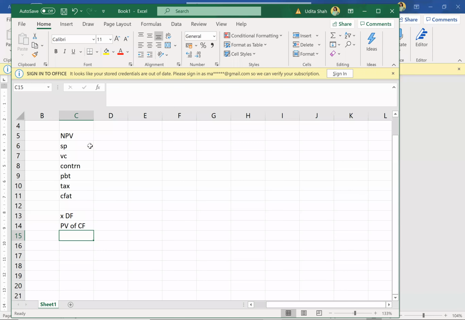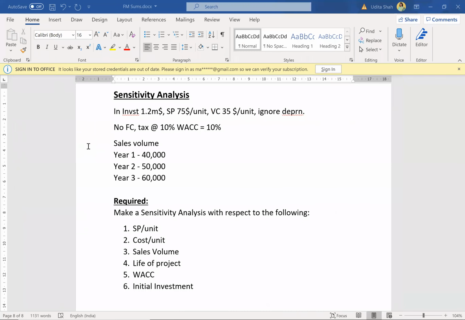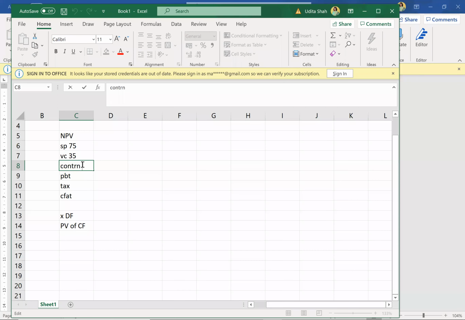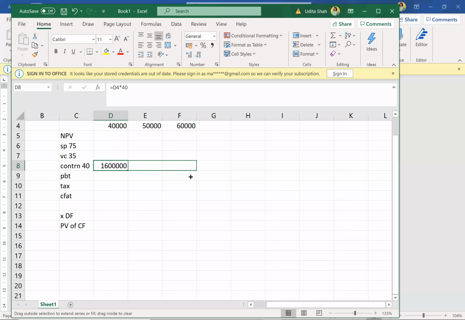So what is the selling price? Selling price is 75 per unit. Variable cost is 35 per unit. So can I say contribution is 40 per unit? And sales volumes are what? Sales volumes are 40,000, 50,000 and 60,000. So contribution is 40, so can I say this is 40,000 into 40? Correct.